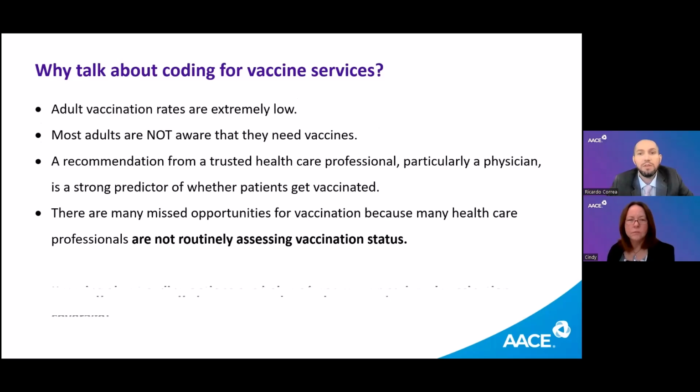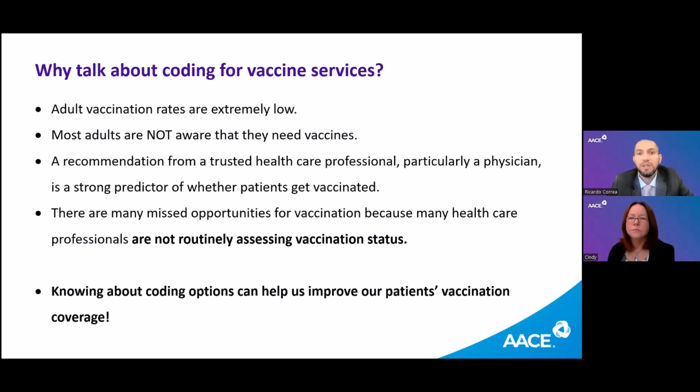Why talk about coding for vaccine services? We know that adult vaccination rates are extremely low. Most adults are not aware that they need vaccines. A recommendation from a trusted healthcare professional, particularly a physician, is a strong predictor of whether patients get vaccinated or not. There are many missed opportunities for vaccination because many healthcare professionals are not routinely assessing vaccination status. So knowing about coding options can help us improve our patient vaccination coverage, especially for patients with diabetes.